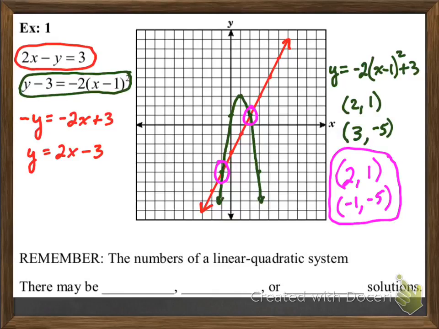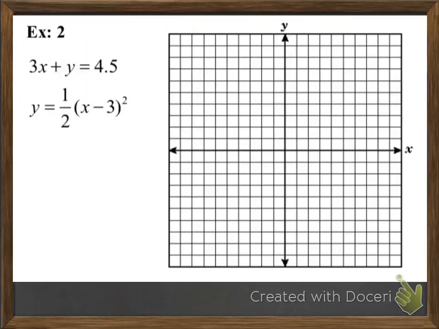Remember that in a linear quadratic system, there may be 2 intersection points, as there are here, there could be one intersection point, or there could be no solutions to this. Okay. All right, and the next example here.